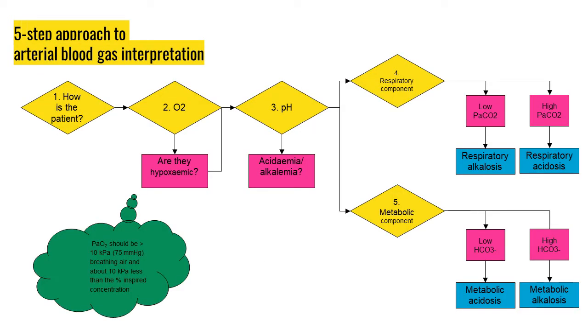As an overview, we want to look at the patient and then what do we want to find out? What do we want to rule out? So, are they receiving enough oxygen? Is the oxygen that we're giving to them getting to them in the right way? The PaO2 should be over 10 kilopascals in breathing air, and then about 10 kilopascals less than the percentage inspired concentration that you're giving them through the mask. So is the blood alkalotic or acidotic? And then is that caused by a respiratory component or a metabolic component?